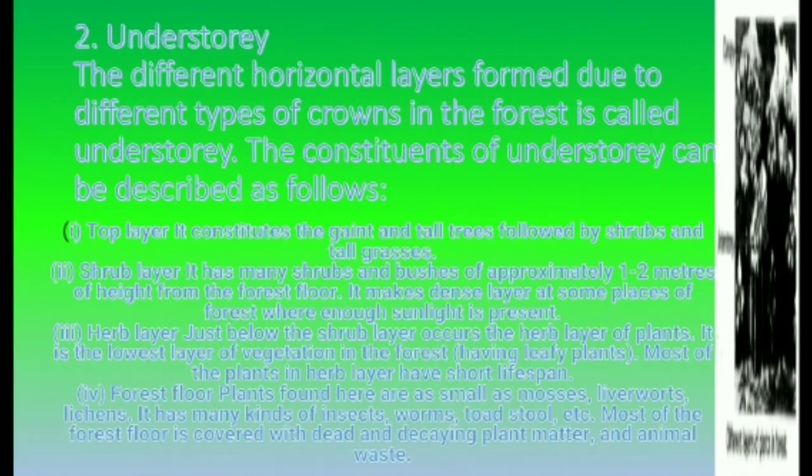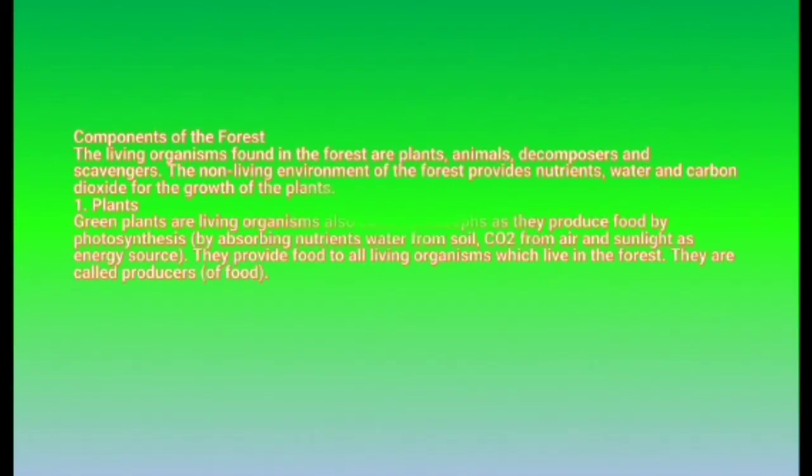And next, let's look about components of the forest. The living organisms found in the forest are plants, animals, decomposers, and scavengers. The non-living environment of the forest provides nutrition, water, and carbon dioxide for the growth of plants. Green plants are living organisms also called autotrophs as they produce food by photosynthesis, by processing nutrients and water from soil, CO2 from air, and sunlight as energy source. They provide food to all living organisms which live in the forest. They are called producers of food.